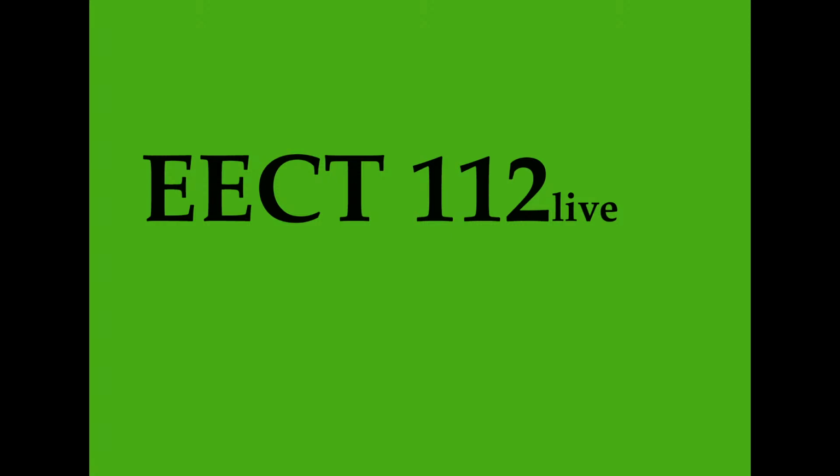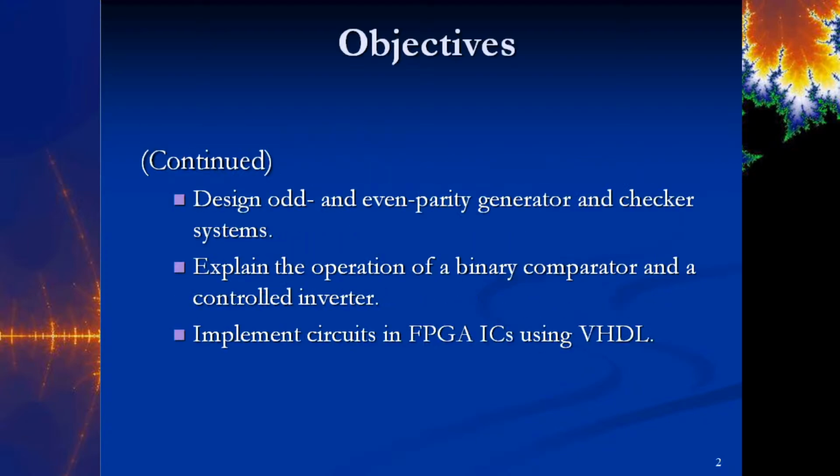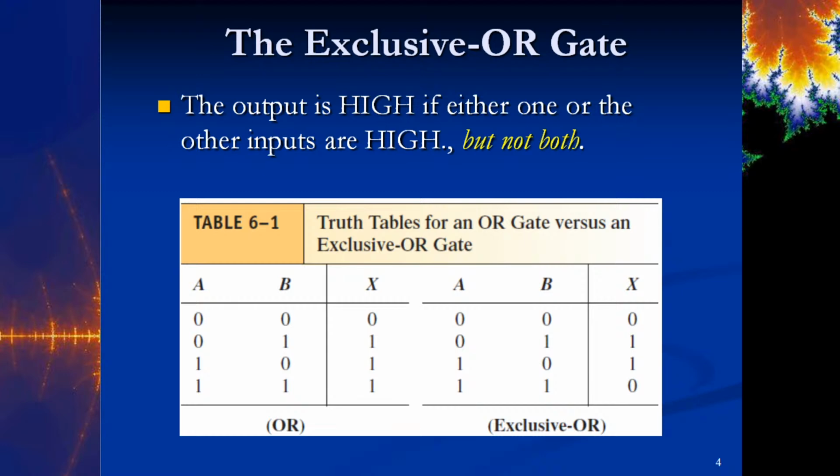Okay, here we go into chapter 6. Okay, so we're going to talk about the last two gates, and then we'll have all of them essentially. The first one we're going to talk about is this thing called the exclusive OR gate.